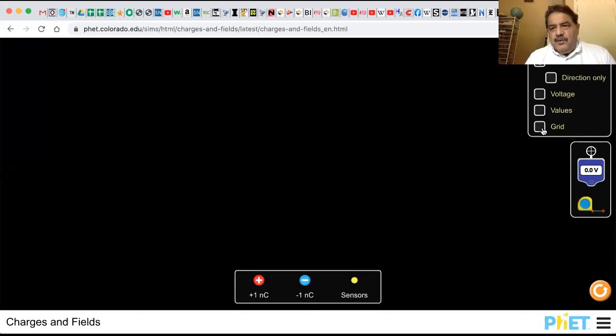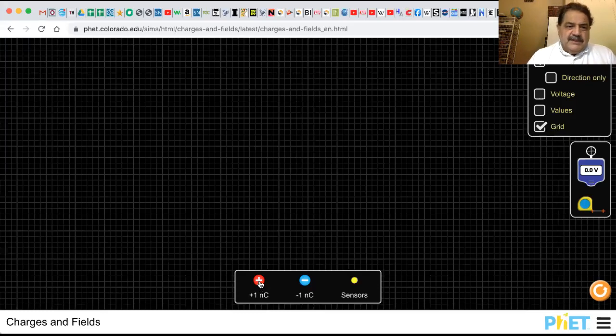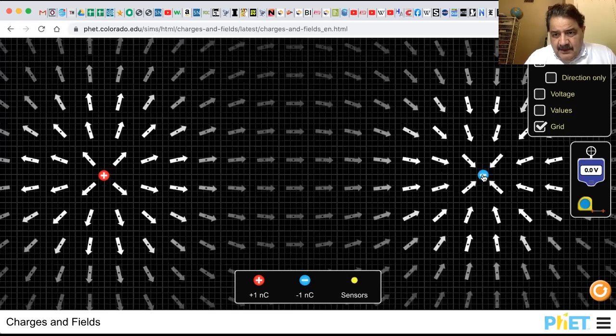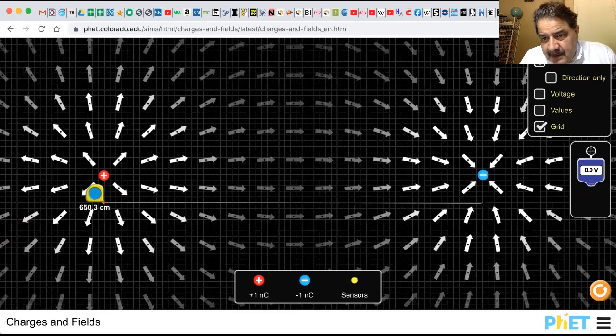layout. I'm going to go ahead and put a grid that'll help us place these in a strategic area. So put one right at this crosshairs there, and put one right there. Let's measure the distance between them. Okay, we got 1 nanocoulomb and another nanocoulomb, and the distance between them is 652 centimeters.